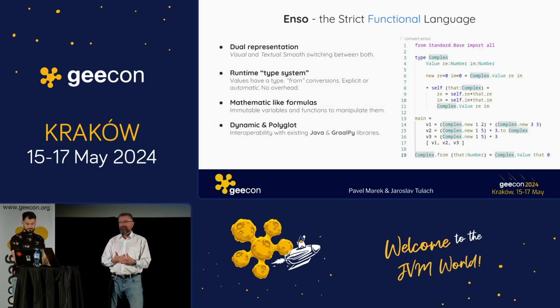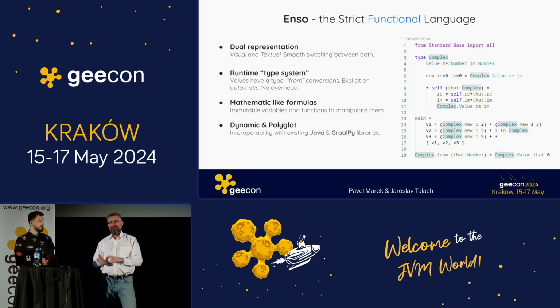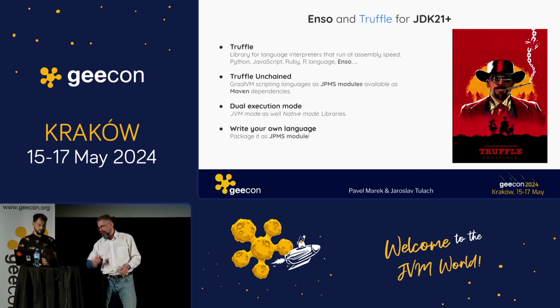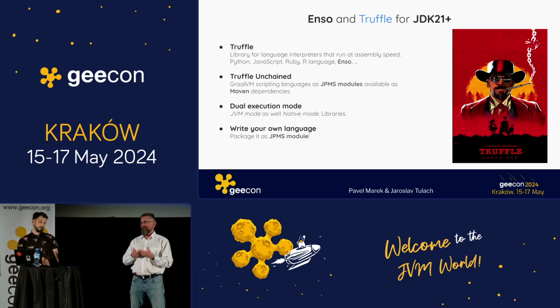Last but not least, Enzo has a strong interop story, strong interoperability with Java and with other languages built on top of the Java virtual machine, like GraalPy, a fast implementation of Python, or GraalJS, a Node.js compatible implementation of JavaScript. And we can basically mix and match objects coming from all those languages together. And this mix and matching is a result of using a framework called Truffle.